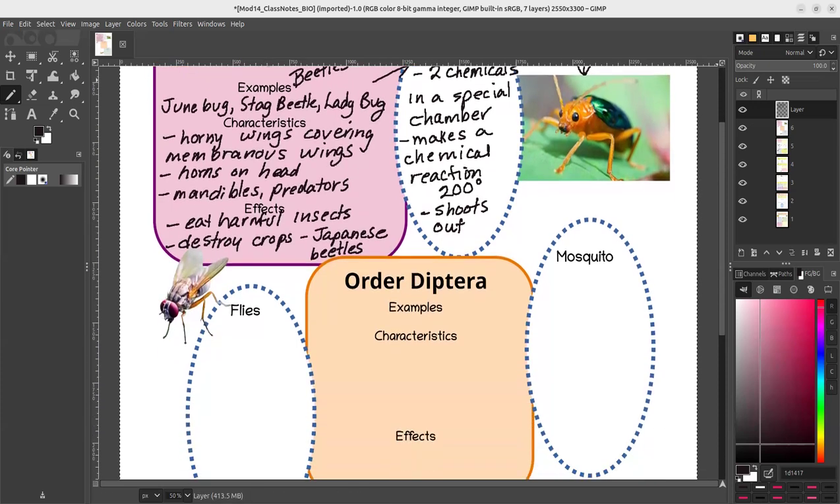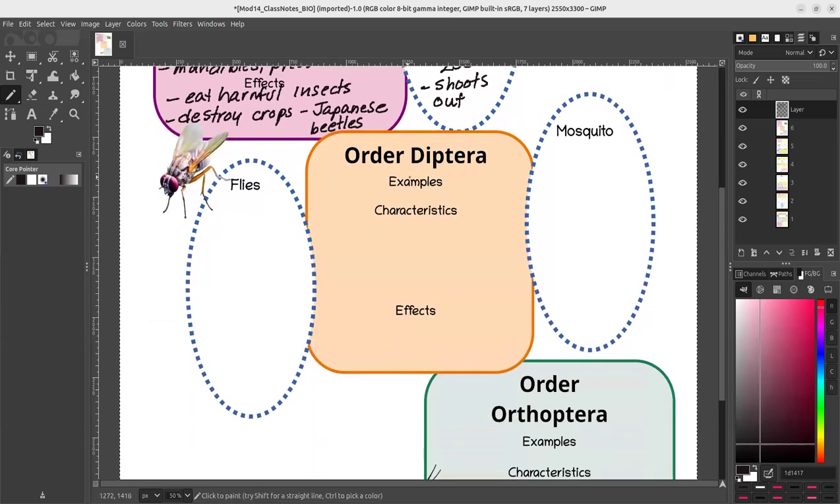Next, we're going to talk about order Diptera. Examples of order Diptera are flies and mosquitoes. Everybody's favorites, right? Okay, characteristics: they have a pair of membranous wings. They're very agile and quick, so they can get away really well. They're hard to catch, but they're easy to kill once you catch them because their exoskeleton is weak.